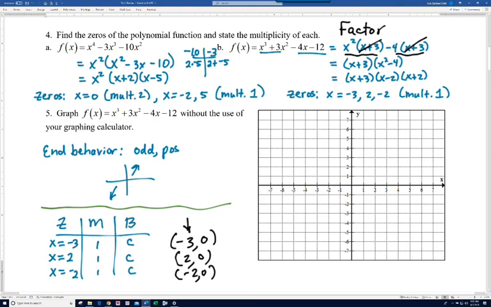All right, so now we're ready to graph. The first thing you do is plot your points, and then you put in your end behavior, and then we know we're going to cross at each of these zeros. Now, before I go any further, I need to erase here. So let's erase this stuff right here.